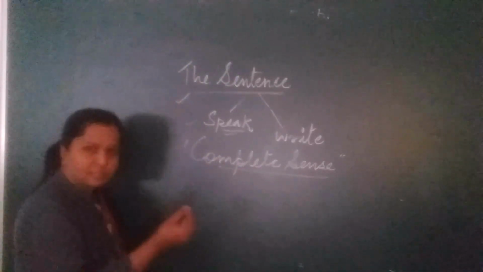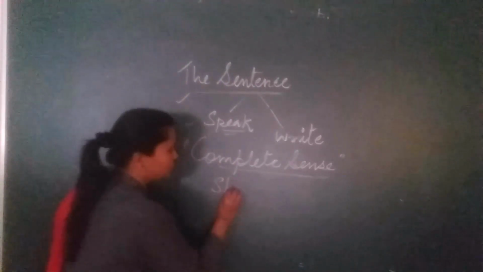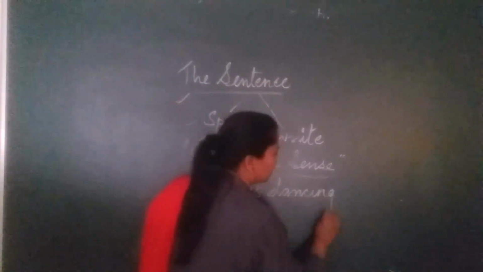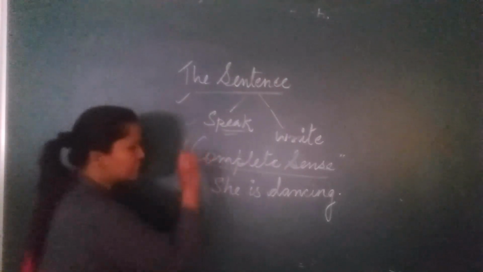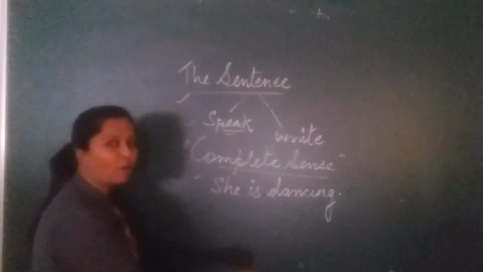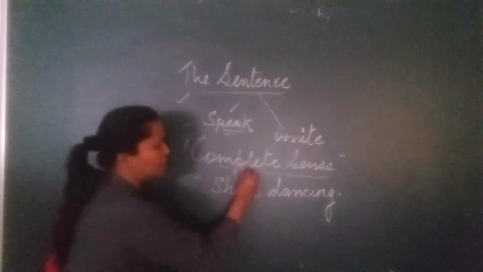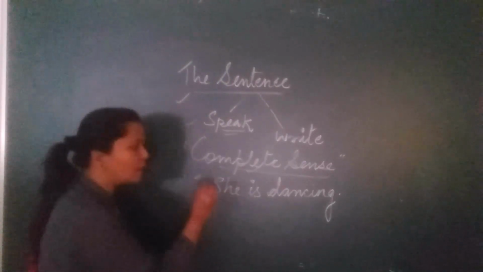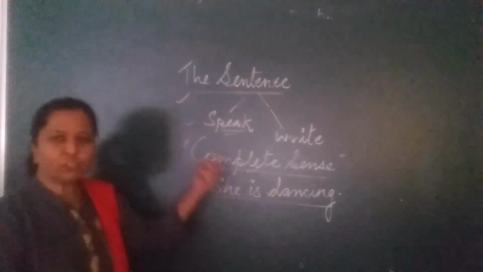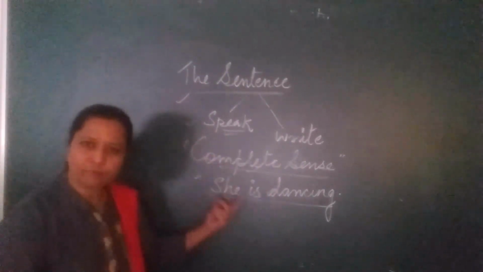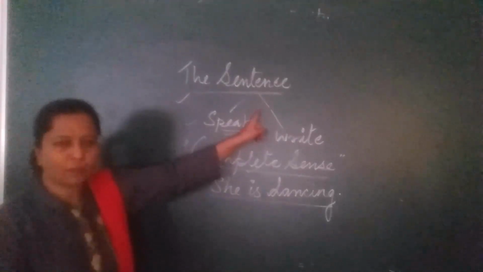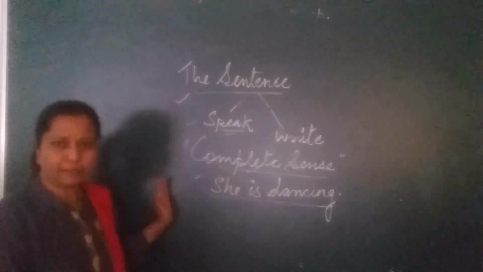If I write a sentence like, she is dancing. Students, she is dancing is a group of words, 1, 2 and 3. It's a group of words, but it is making a complete sense. It has a complete meaning to it, and therefore this group of words which has a complete sense, which has its own meaning, is called a sentence. I hope this is clear. What do you mean by a sentence?